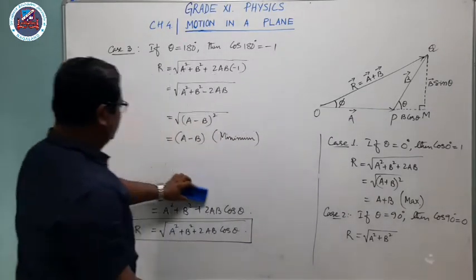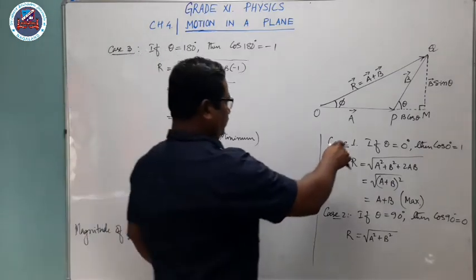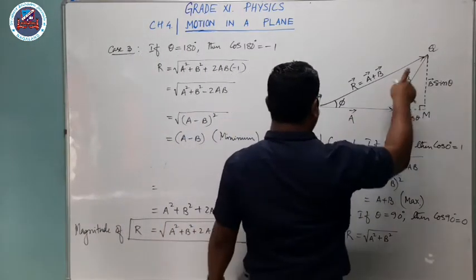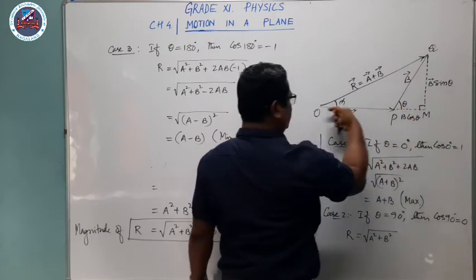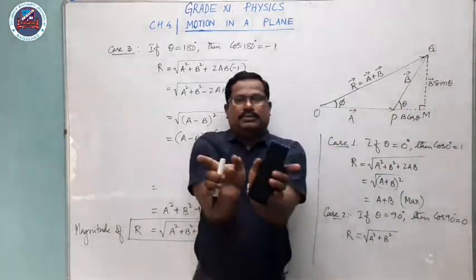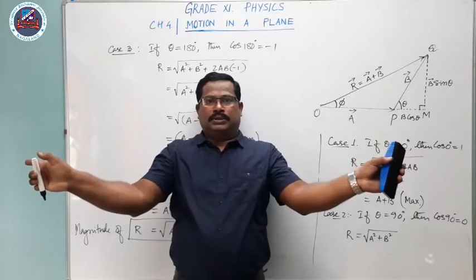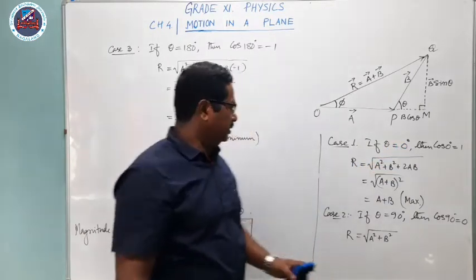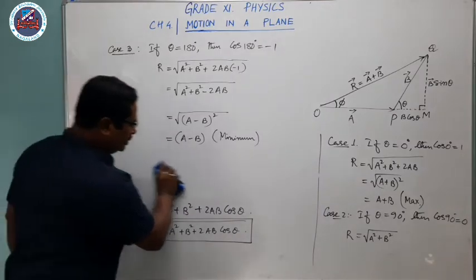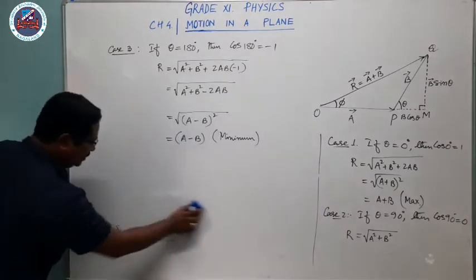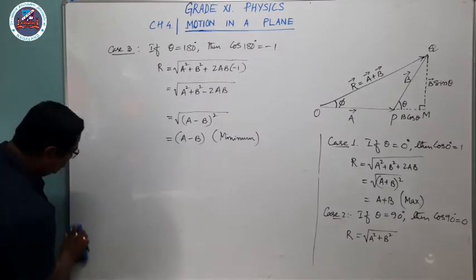In this case, what you can understand is that the two vectors are not in the same direction. Theta 180 means one vector is going this side and one vector is pointing on the other side. Both the vectors are facing opposite to each other. Then you will have to subtract the values, A minus B. So these are the 3 special cases where you can get the magnitude of the resultant.